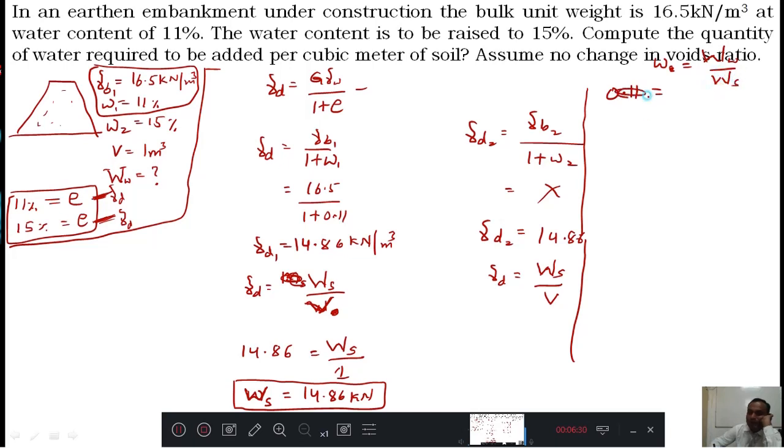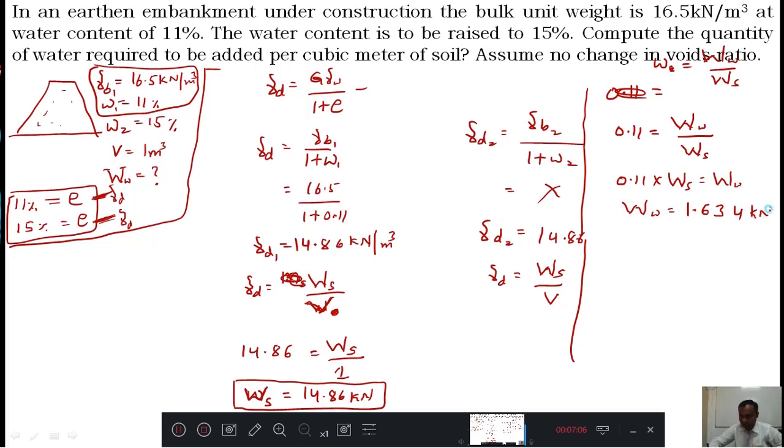Initially 0.11 water content is there, meaning weight of water to the weight of solids is 0.11, and weight of solids is 14.86. Therefore 14.86 into 0.11, I got 1.634. This into Ws equals Ww, and this Ww is 1.634 kilonewton.